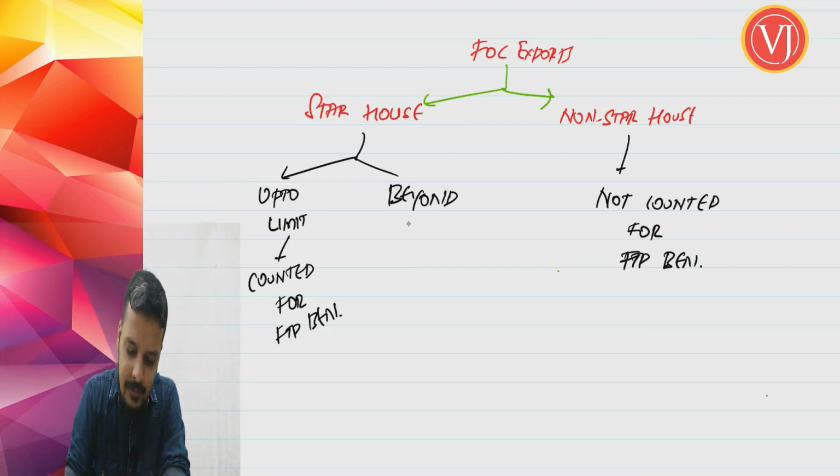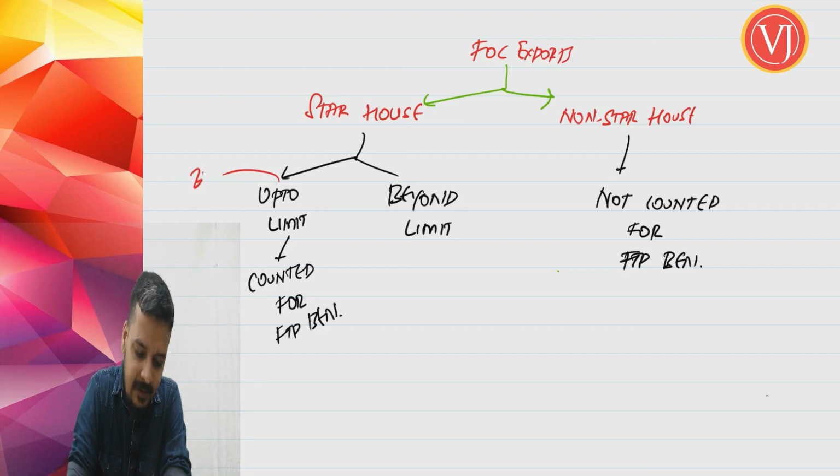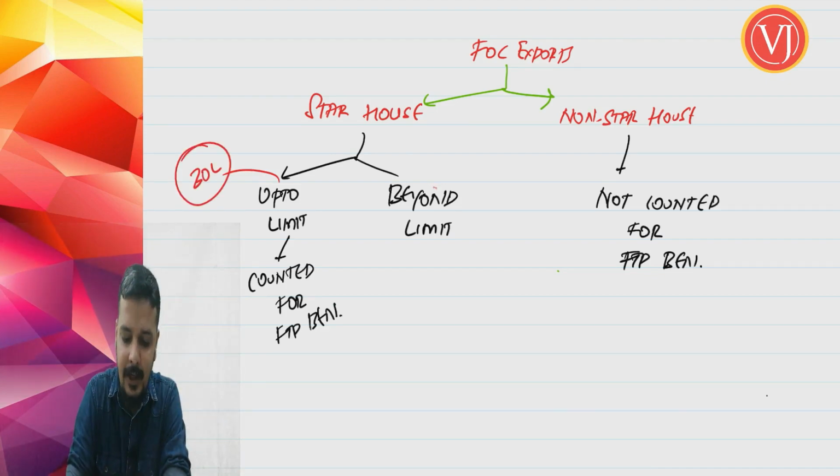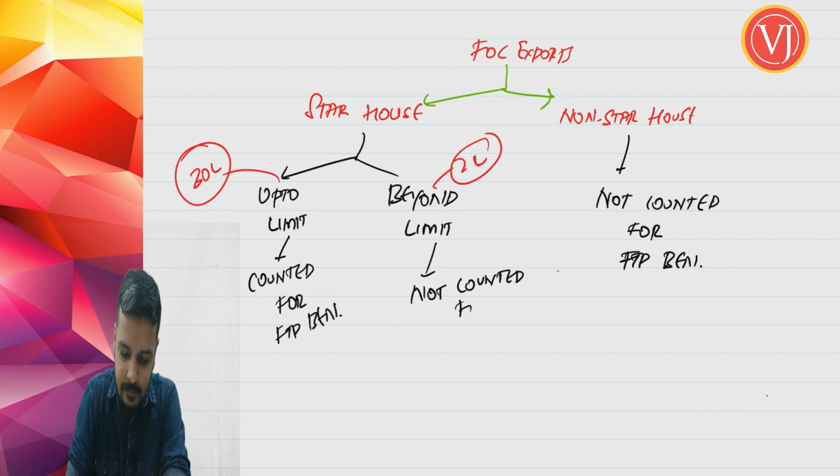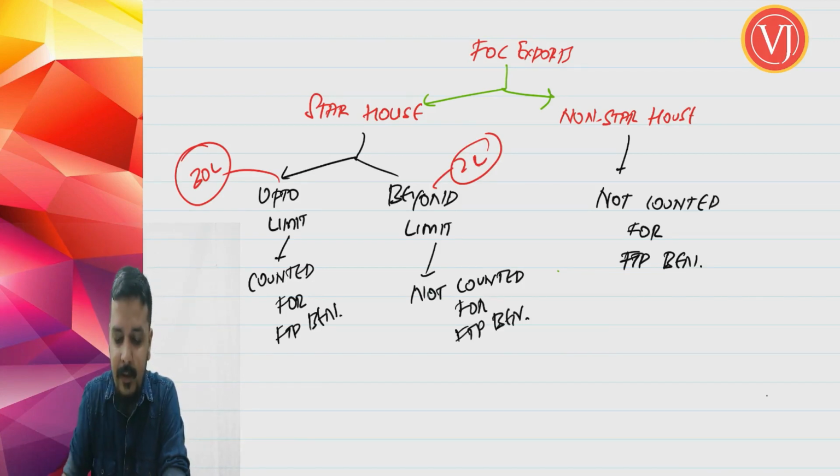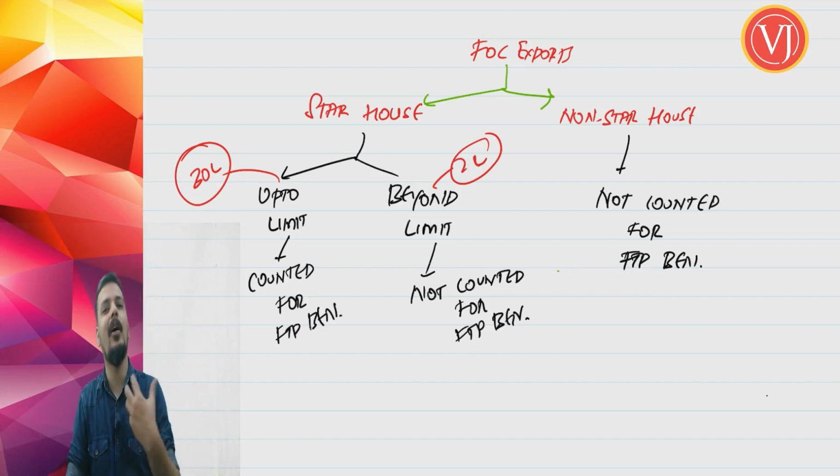export realization. If it is beyond the limit, in our example, this 2% came to 30 lakhs. 30 lakhs was within the limit and 2 lakhs was beyond the limit. This 2 lakhs, friends, will not be counted for your FTP benefits.